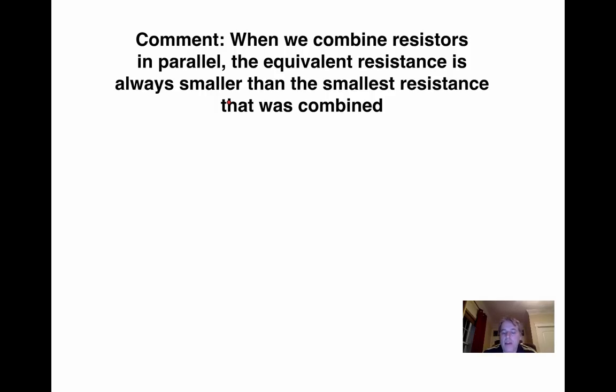Notice that what happened here, we added an extra resistor in parallel, and what it did is that it decreased the equivalent resistance of the circuit. This is a general rule. You might not have realized that, but when we combine resistors in parallel, the equivalent resistance is always smaller than the smallest resistance that was combined.